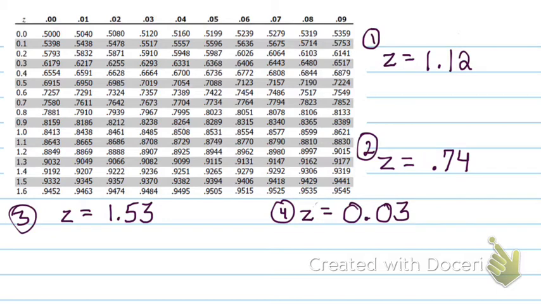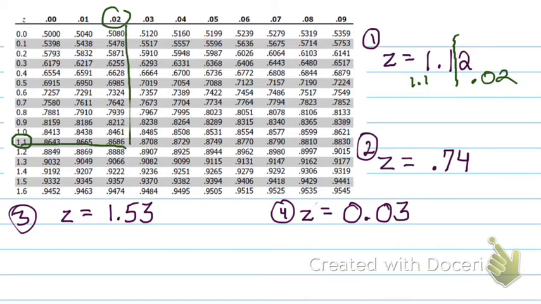Let's look at the first example. My z-score value is 1.12. What you always want to do is split it right down after the tenths place, whatever that number is. So I'm looking at it as 2 parts, 1.1 and 0.02. I'm going to find 1.1 down the left side of this table, which is right here. And then I'm going to find 0.02 across the top, which is right here. Then you're going to find the probability where they both meet at.